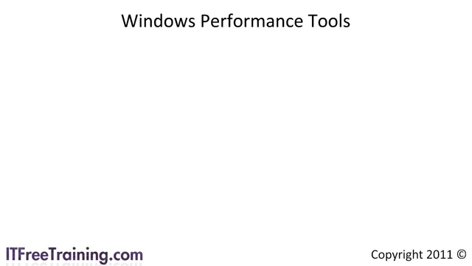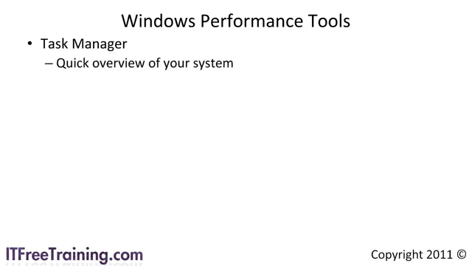The most common one is the Task Manager. The Task Manager is used to get a quick overview of your system. This is a very commonly used tool when troubleshooting and often the first troubleshooting tool used. Using the Task Manager, you can terminate a process if it becomes unresponsive.